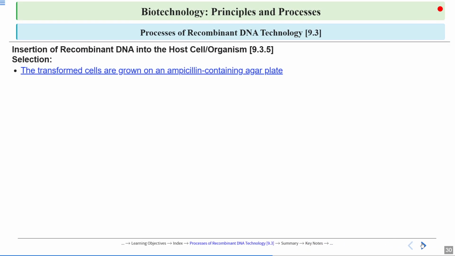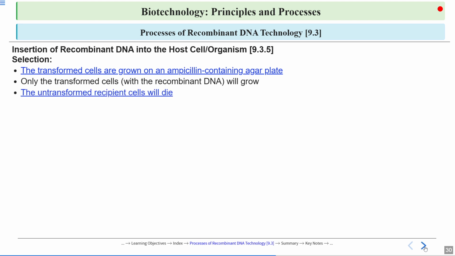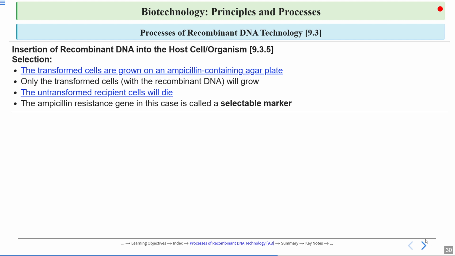How will we select that this is our host, in which the recombinant DNA got inserted into the host cell? The transformed cells are grown on an ampicillin containing agar plate. Only the transformed cell with the recombinant DNA will grow. The untransformed recipient cell will die, and the ampicillin resistance gene in this case is called the selectable marker.